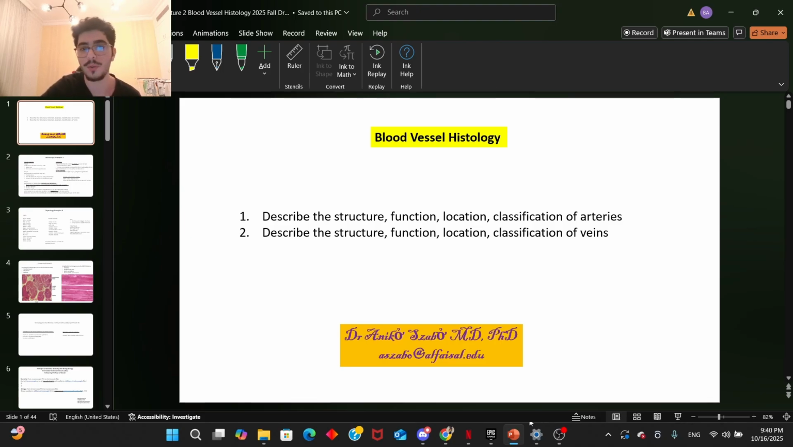This is a quick review. It's not going to be too long, and we're going to be reviewing the blood vessel histology. Okay, so blood vessel histology, in my opinion, is actually pretty easy if you just understand the core concepts. And we're going to be describing the arteries and the veins today.